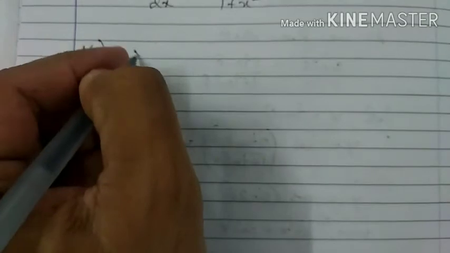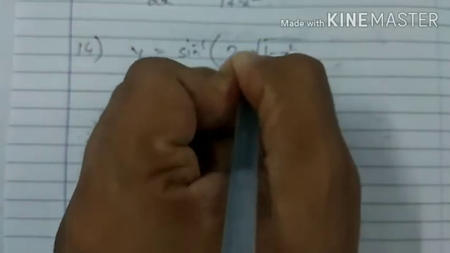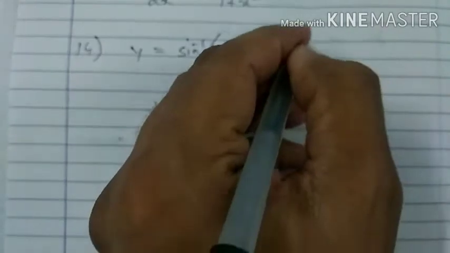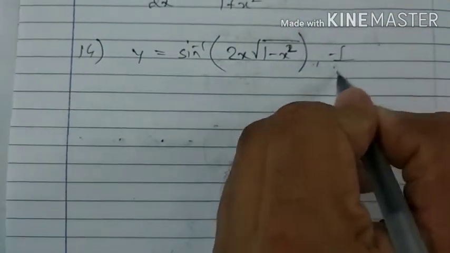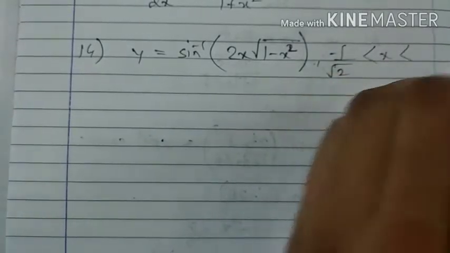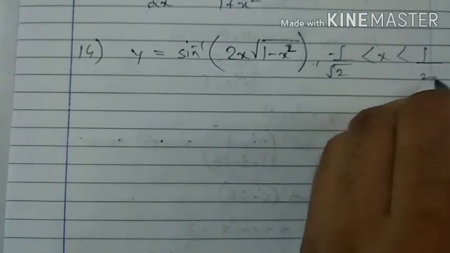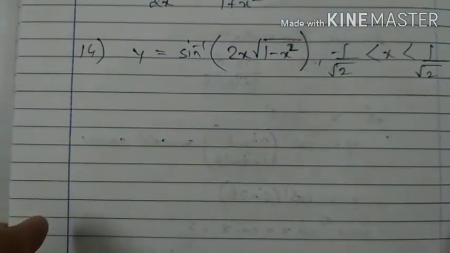Let's see another question. Question number 14. Here the given function is y equal to sine inverse of 2x into square root of 1 minus x square, and the range is minus 1 upon root 2 less than x less than 1 upon root 2. This is the given condition.